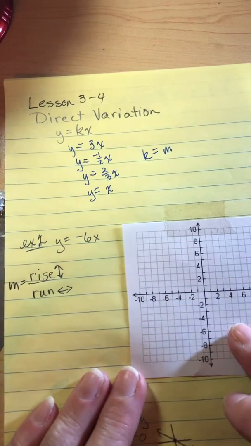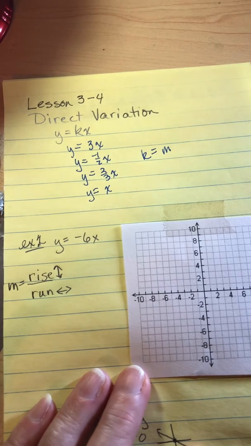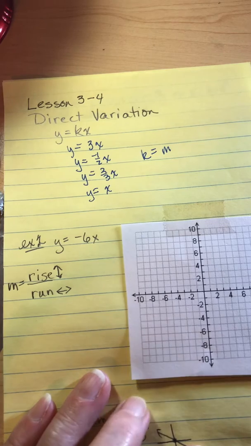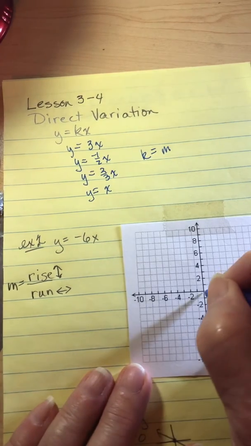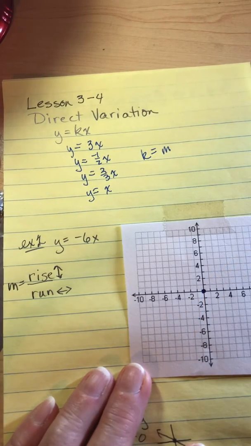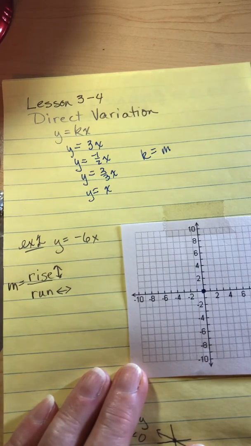Now, since k is the slope, we can use that idea of rise over run. I did show you in my notes that if we put it in standard form, C equals 0. And if C equals 0, that means it goes through the origin. Okay? So I always have a starting point at the origin. Direct variation always goes through the origin.